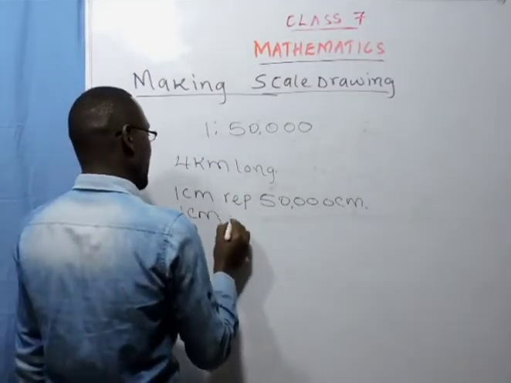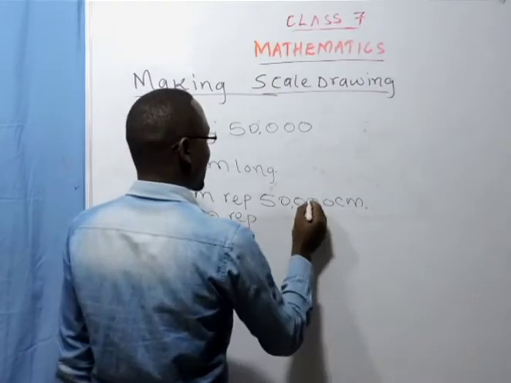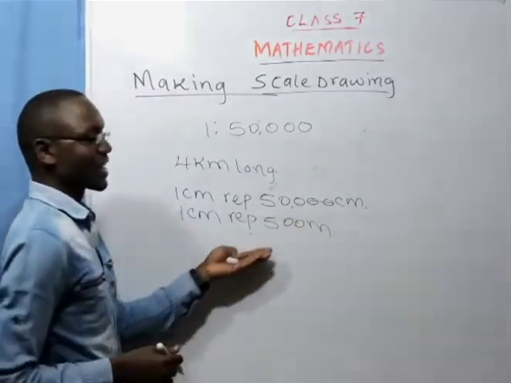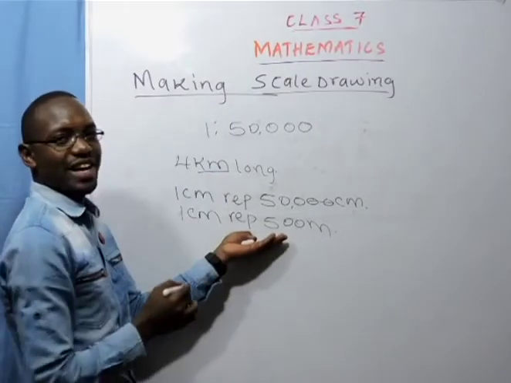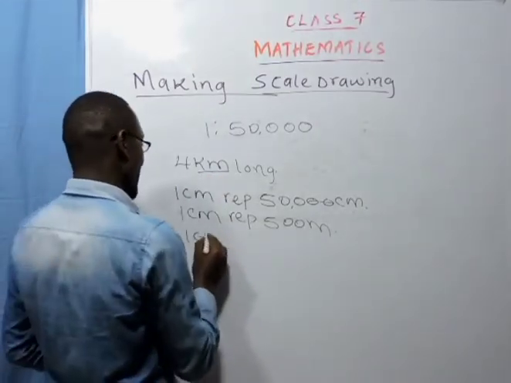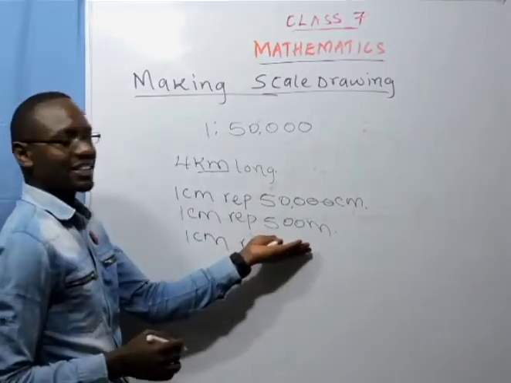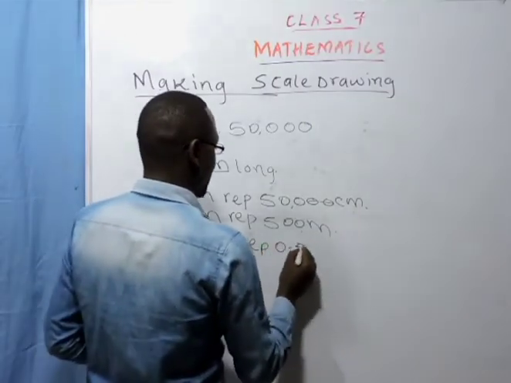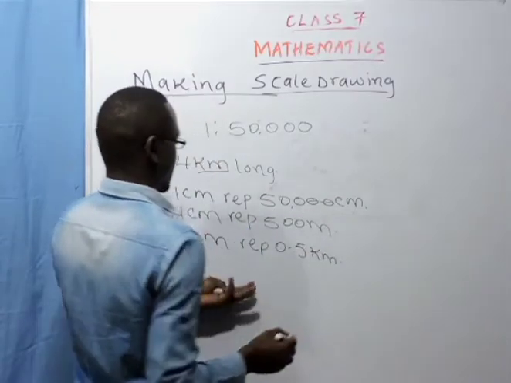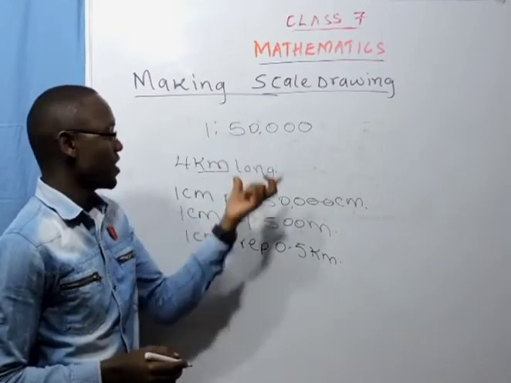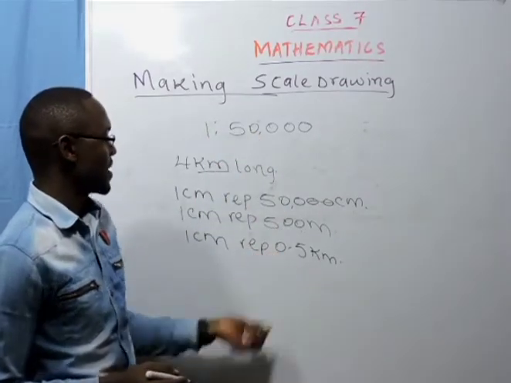We say 1 centimeter represents, how many meters are these? 500 meters. Because we are given the actual length in kilometers, we say that 1 centimeter represents, how many kilometers are these? 500 meters, the same as 0.5 kilometers. So this is just the same scale. It was in ratio form, then we've written it in statement form.